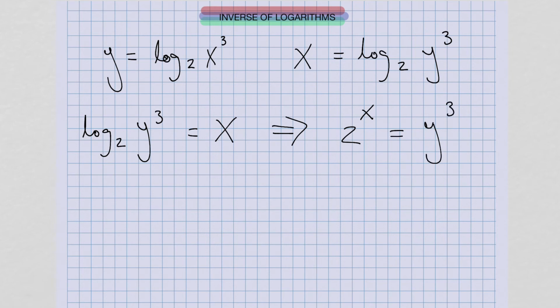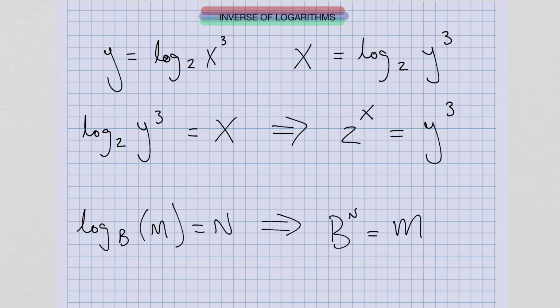Okay, simply, once again, we're just using our key. Here it is. Here's our base 2, here's our n, we have x. So 2 raised to the x equals y cubed. That's just the exact same as this key that we've been using. Base b raised to the n equals m.